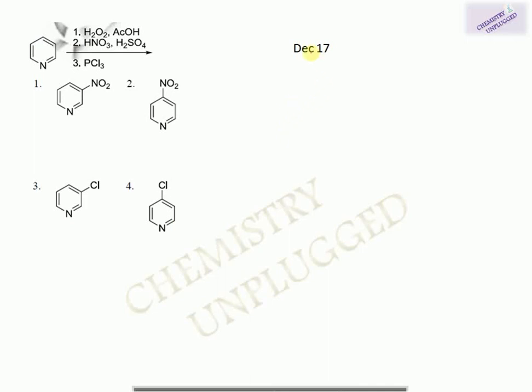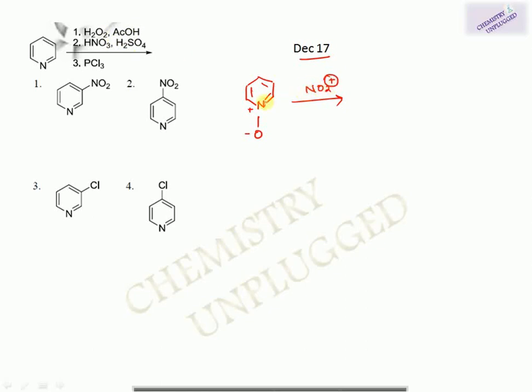Next we have another question from December 17. First we are using H2O2, then HNO3 in the presence of H2SO4, and third we are using PCl3. We have discussed the reaction using H2O2 in a previous video: pyridine will form pyridine N oxide in the presence of peroxides. I am directly writing this N oxide here. It has a positive charge and a negative charge. Then it is reacting with HNO3 and H2SO4, and these two will provide the nitronium ion NO2 plus.